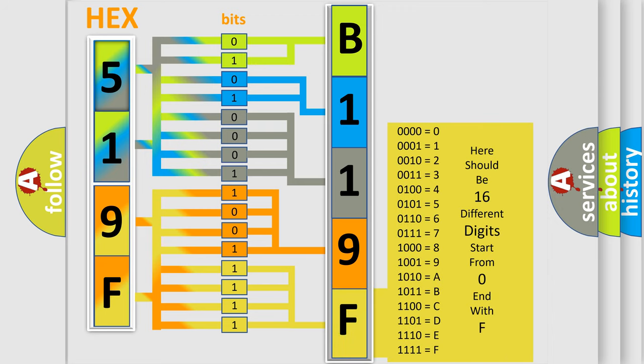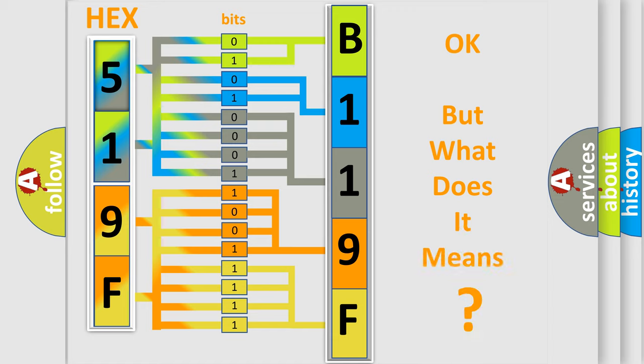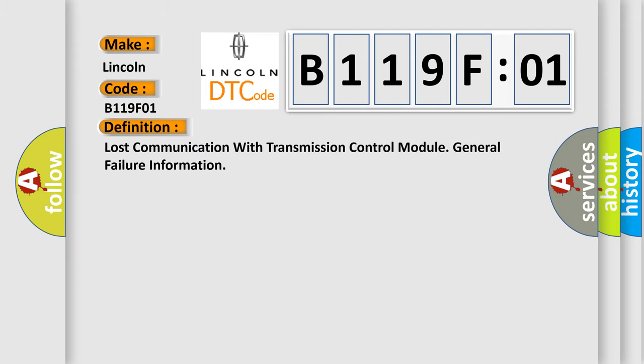We now know in what way the diagnostic tool translates the received information into a more comprehensible format. The number itself does not make sense to us if we cannot assign information to what it actually expresses. So, what does the diagnostic trouble code B119F-01 interpret specifically for Lincoln car manufacturers? The basic definition is lost communication with transmission control module, general failure information.